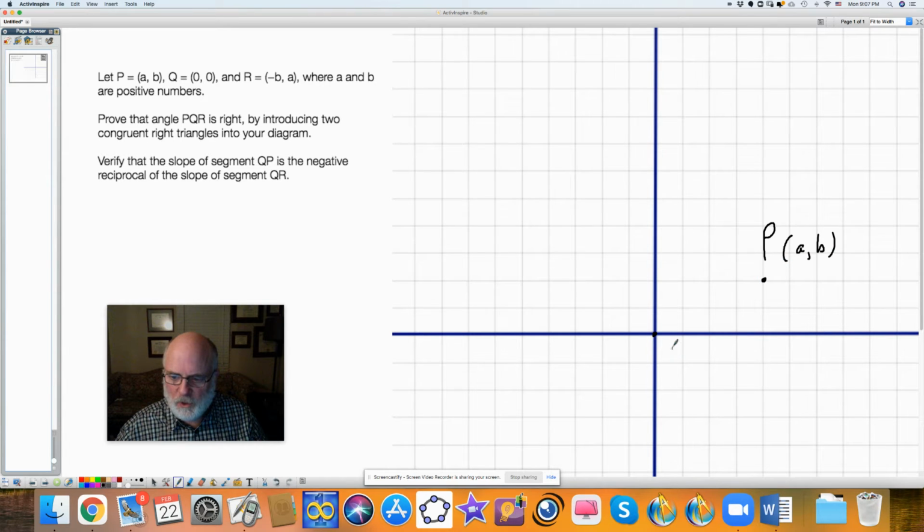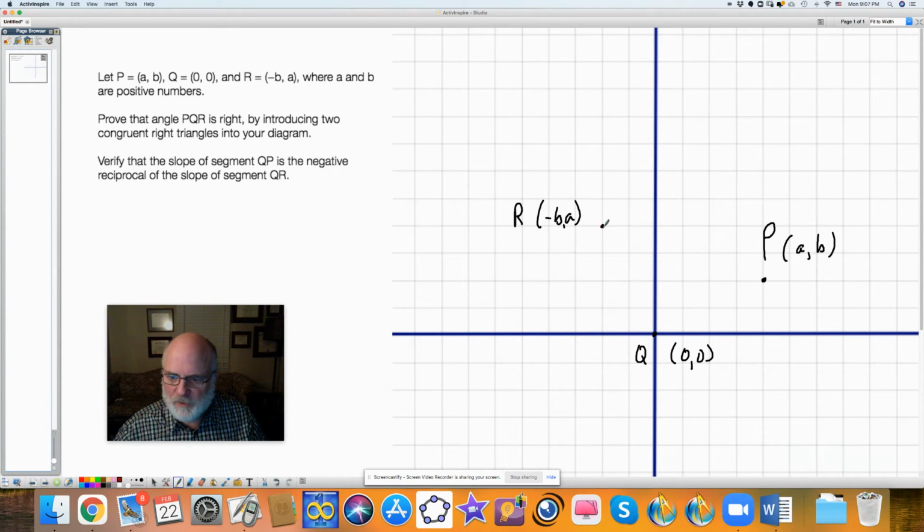And point Q is going to be the origin, which is 0, 0. And we're going to put point R, which is going to be a negative B. So whatever I go up here, I'm going to go in the negative direction, and my rise will be A. So this is going to be negative B, comma A. And this will be point R. And we'll join these points, we'll connect them.